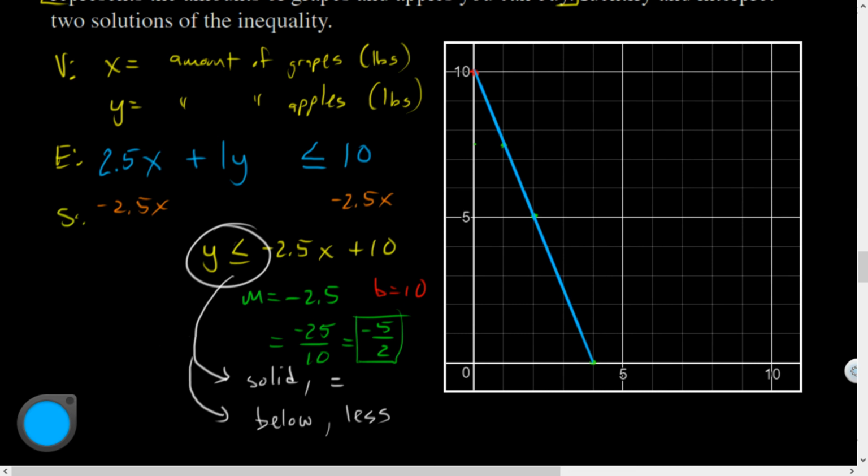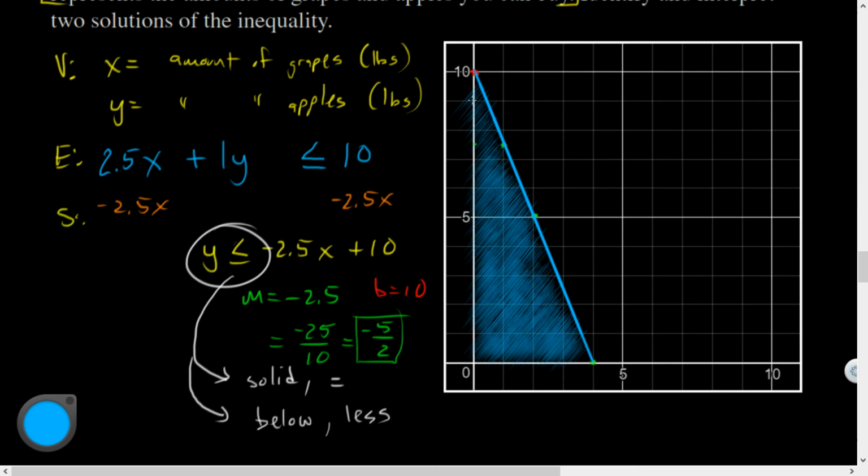And I'm shading below. Now, notice I'm actually shading only inside this triangle. Why do you think that is? Yeah, because I can't buy a negative number of pounds of grapes. We don't know what antimatter grapes look like, or antimatter apples. So yeah, that's right. We're only interested in values that would be greater than or equal to that. So possible solutions are like this.